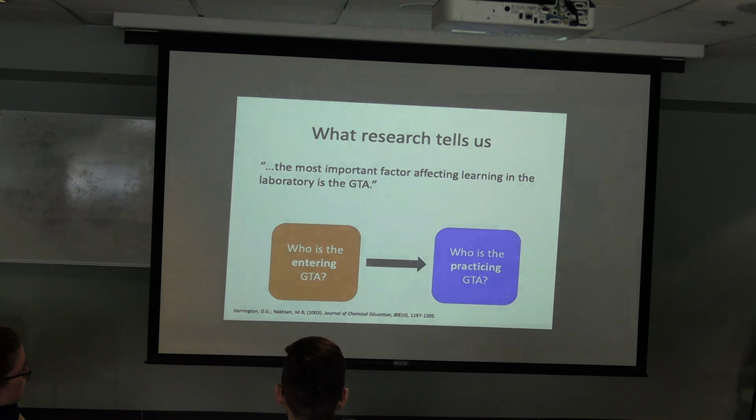Okay? We really need to start thinking about who our entering GTA is. When they arrive on day one of orientation, who are they when they enter? The reason I had you do that first activity was to better understand who the practicing TA is, or who you want your practicing TA to be. And then in the middle, when do we do this training?